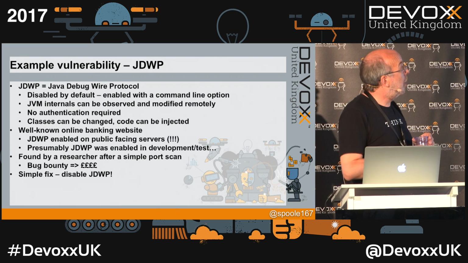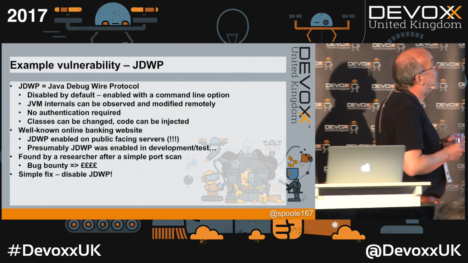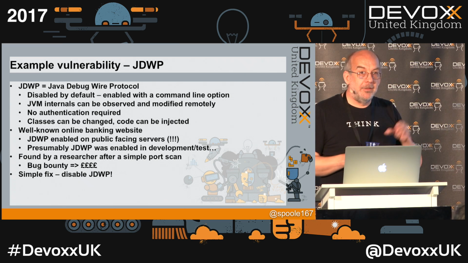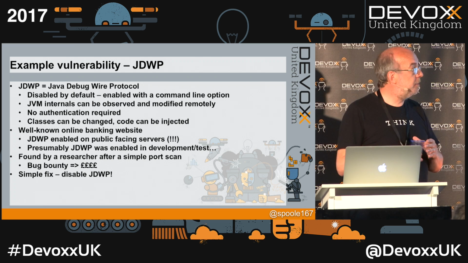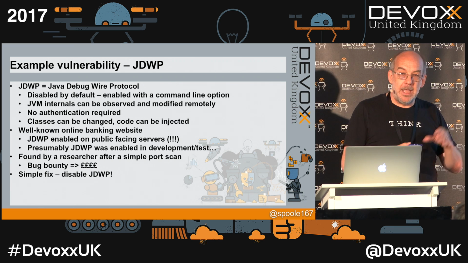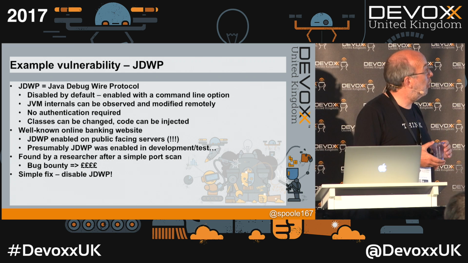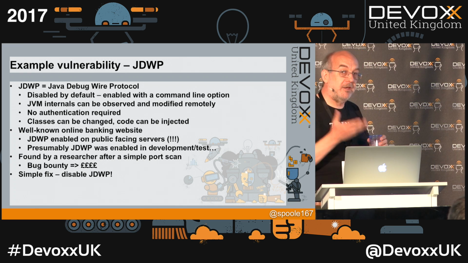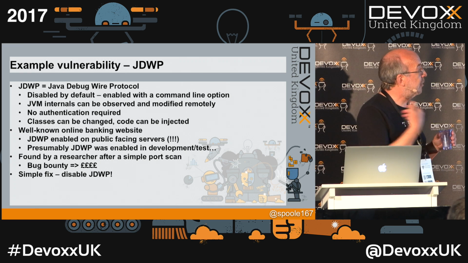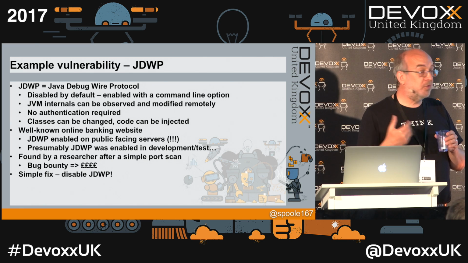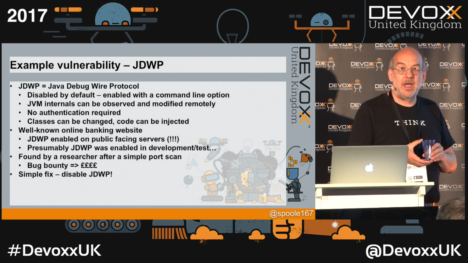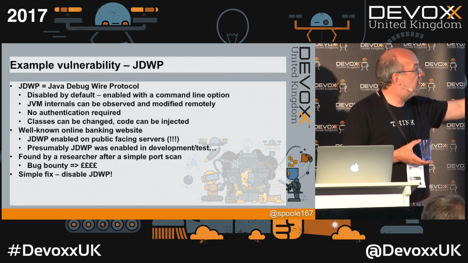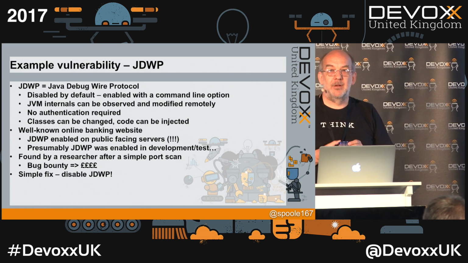Then there are examples where we're just silly. JDWP. This is a great tool for people to use if you want to debug. However, it's not good to let that port be available publicly, right? Because people can then connect to your server, and they can read all your data, and they can make your code do whatever they want because they have access to the debug console, right? Found by a researcher after a simple port scan, right?